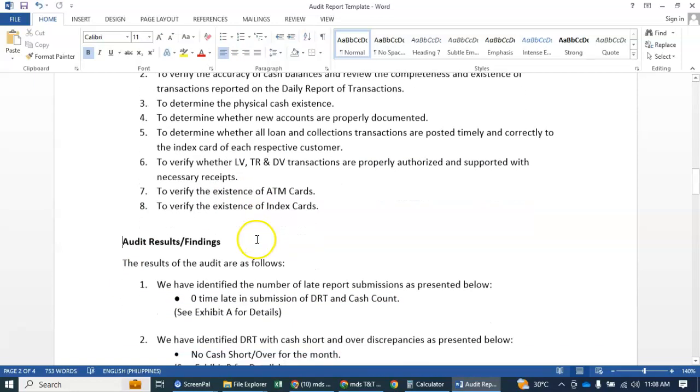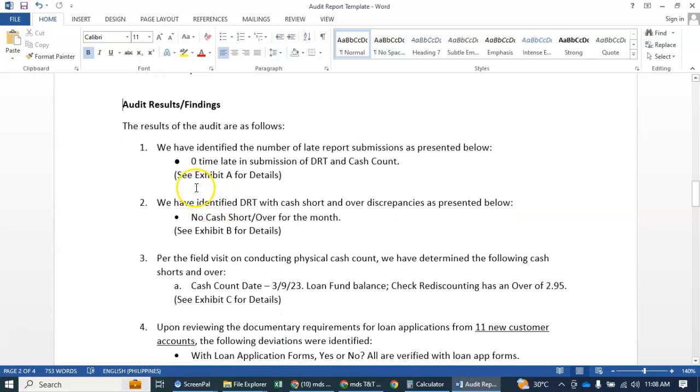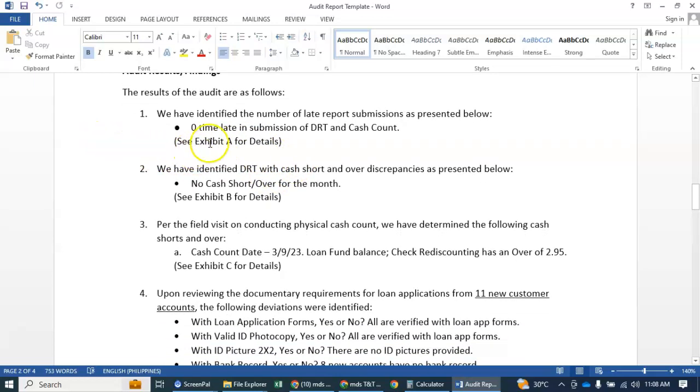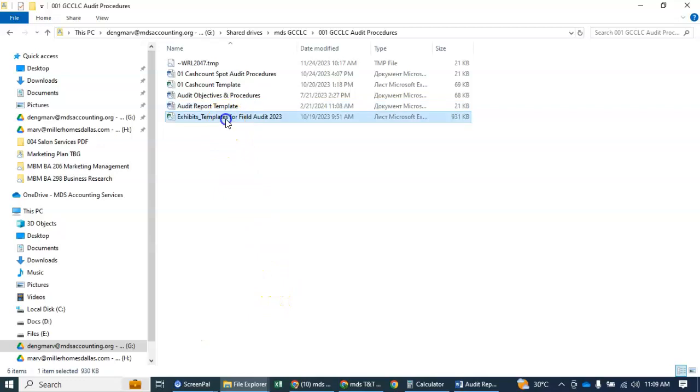So first, we are monitoring the submission of reports every day, based on the email. Then we put the details in some exhibits, like this one.